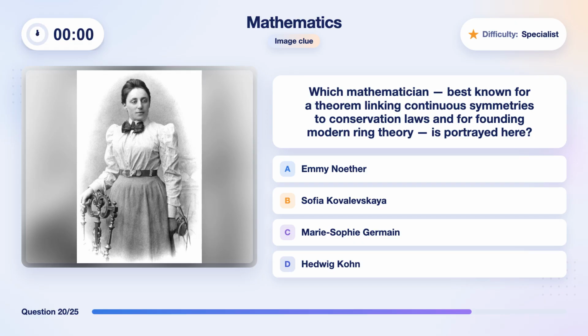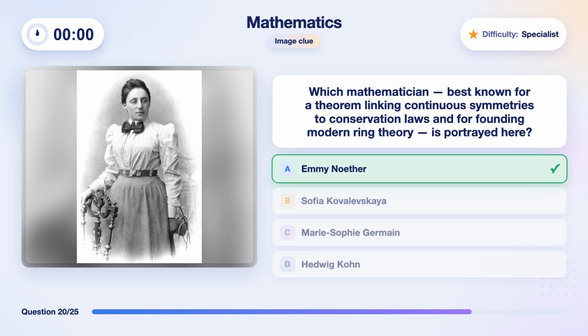No more waiting. Correct. Precisely, Emmy Noether. The photograph shows Amalie Emmy Noether, 1882 to 1935, a German mathematician whose work in abstract algebra founded modern ring, ideal, and module theory. Her 1918 theorem, now central to theoretical physics, establishes a correspondence between continuous symmetries of a Lagrangian and conservation laws.